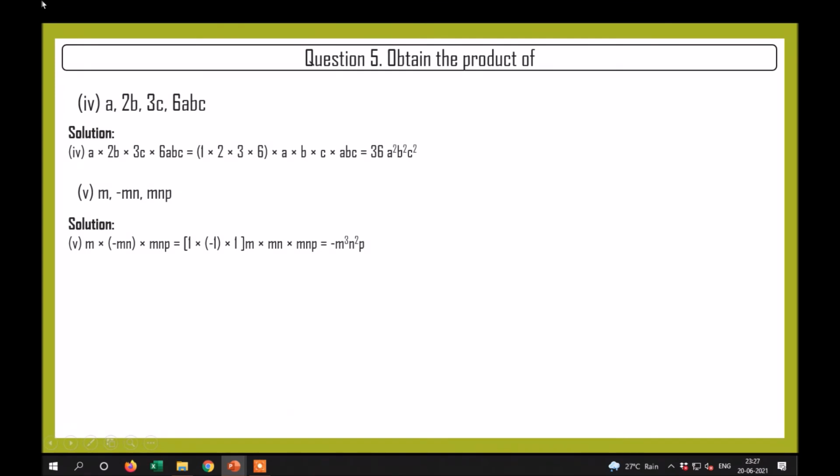Next is a, 2b, 3b, 6abc. So we will multiply these. So we will get 1 into 2 into 3 into 6, that is 36. a into b into c into abc, that is a square, b square and c square. m, minus mn, m and p. We will multiply all the three. So we will get minus m cube n square p.